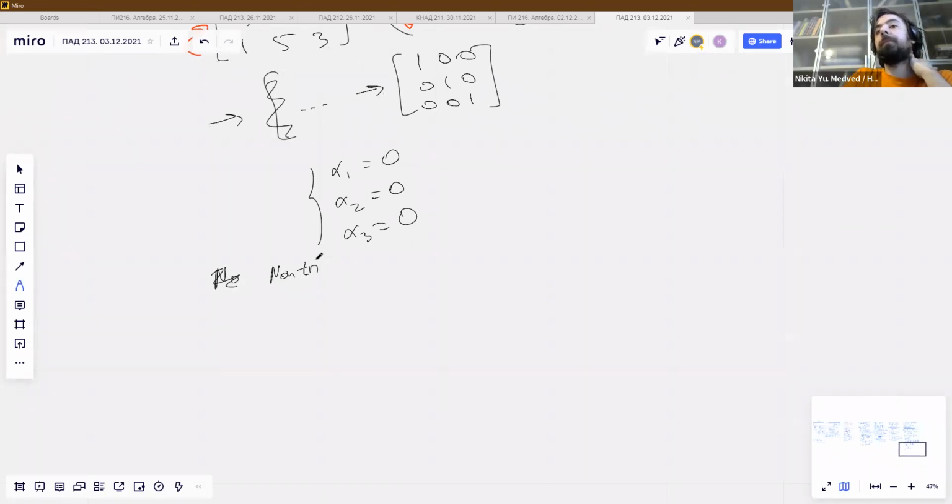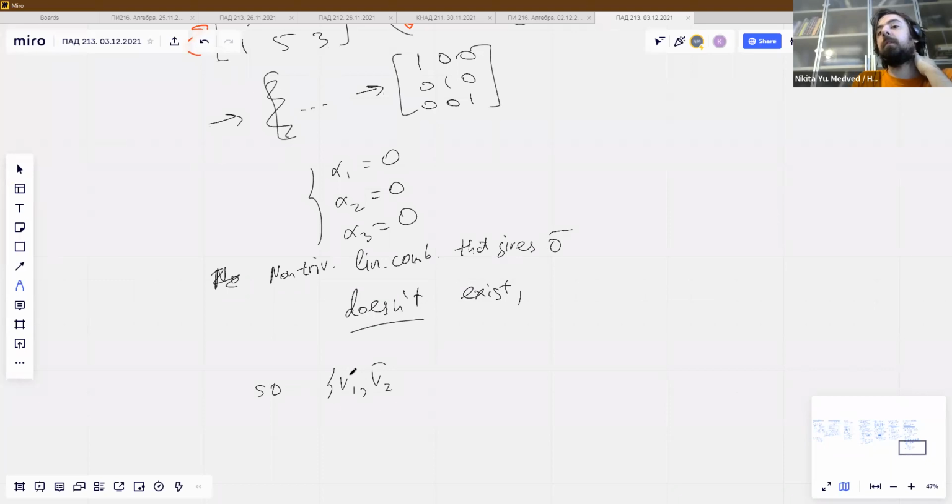So a non-trivial linear combination that gives 0 doesn't exist. So the set V1, V2, V3 is linearly independent.